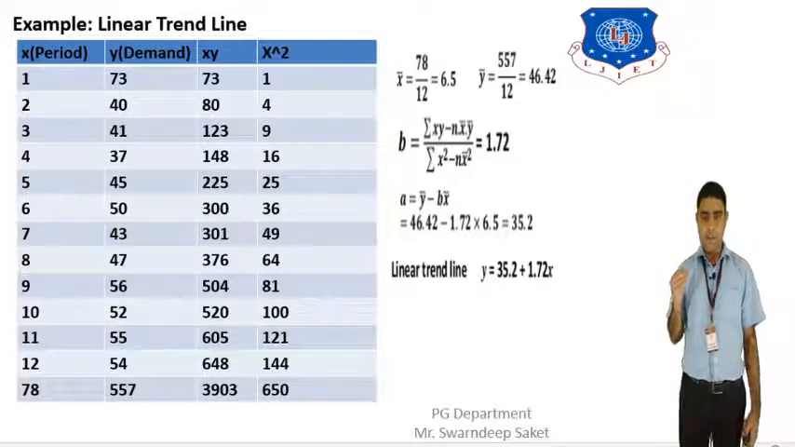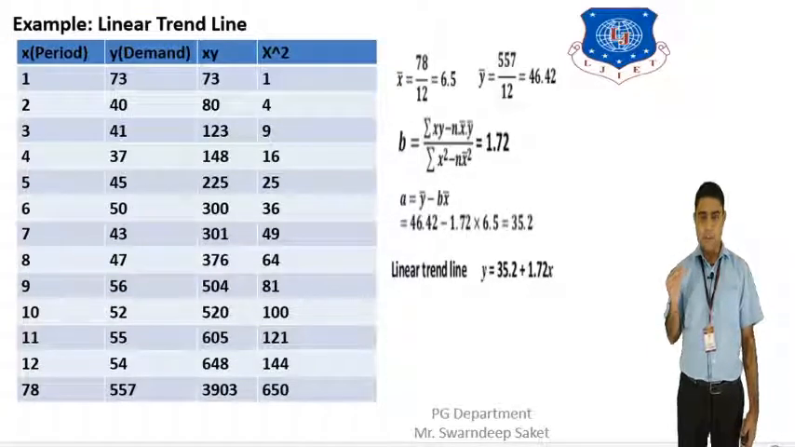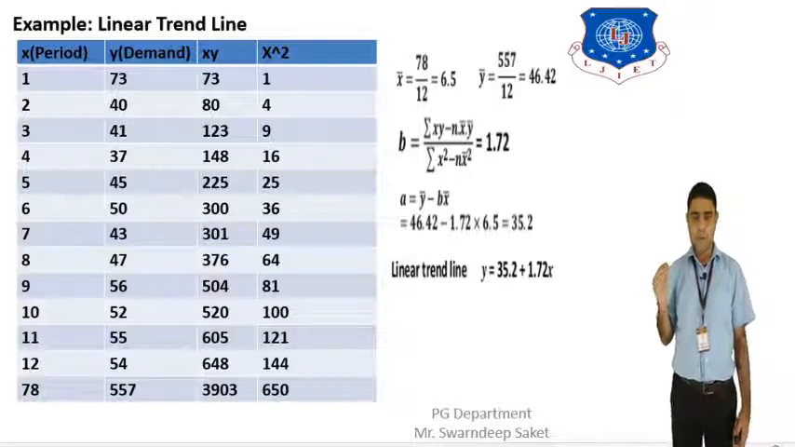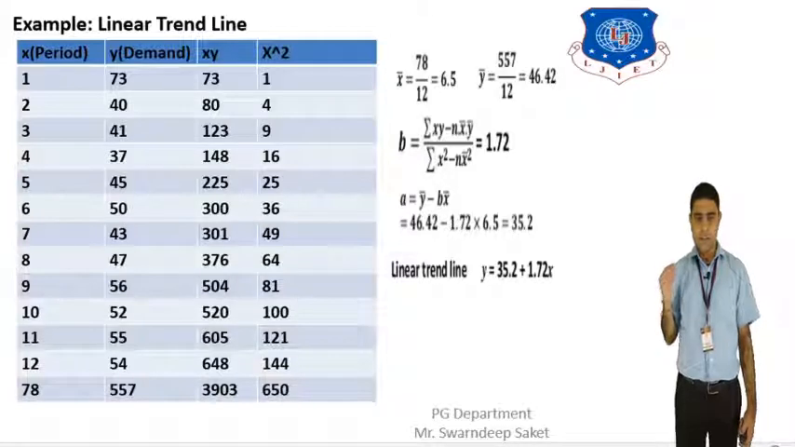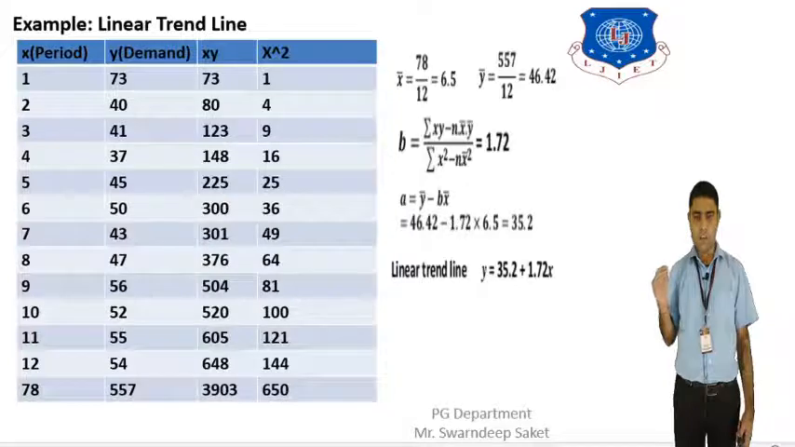Now we will calculate b, that is summation of xy minus n into x bar into y bar, divided by summation of x square minus n into x bar square. Then if we put all these values, we will get the value of b, that is 1.72, and for a, y bar minus b into x bar. So 46.42 minus 1.72 into 6.5, we will get the value of a, that is 35.2.